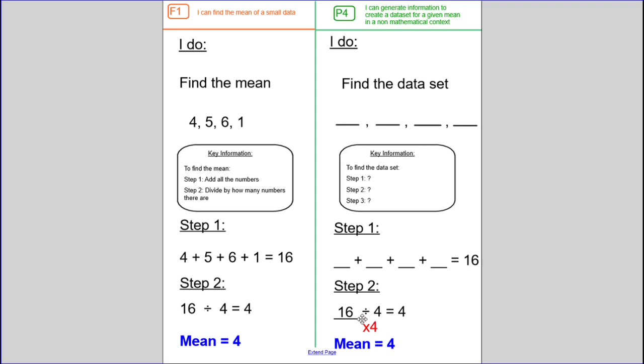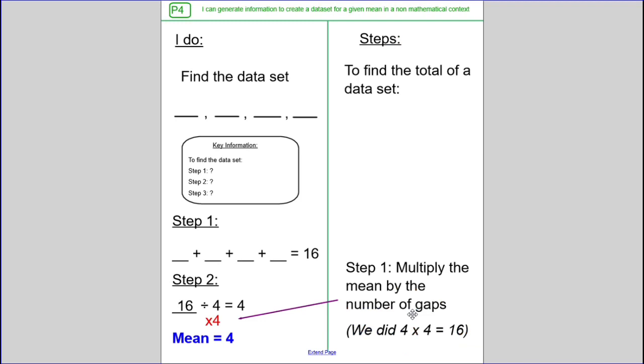So we need to now find an actual method in finding the total rather than doing it like this every single time. The method that we can actually use is step 1, multiply the mean by the number of gaps. To find the total of the dataset, we must multiply the mean by the number of gaps that we have. In our question over here, the mean was equal to 4 and the number of gaps that we had was equal to 4 because remember we had 4 numbers in our dataset. So if we do 4 times 4, that gave us a total of 16. And that's exactly how we achieved our total. That's really all we need to do, which is multiply to get the total.